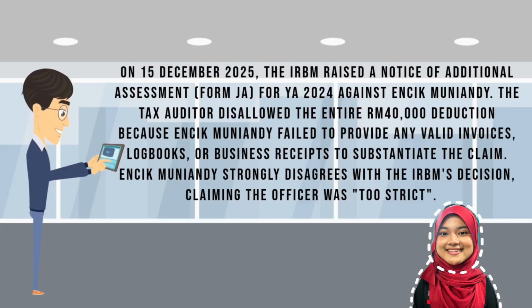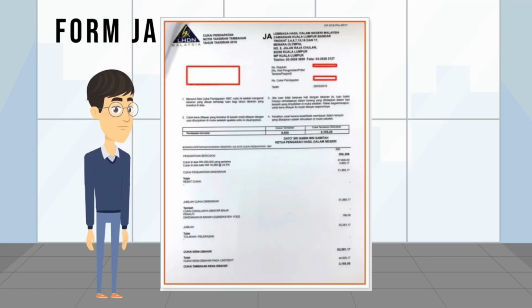However, on 15th of December 2025, the IRBM raised a notice of additional assessment for YA 2024 against Encik Muniandi. The tax auditor disallowed the entire 40,000 ringgit deduction because Encik Muniandi failed to provide any valid invoices, logbook or business receipt to substantiate the claim. Encik Muniandi strongly disagrees, claiming the officer was too strict. This is a Notice of Additional Assessment Form JA.